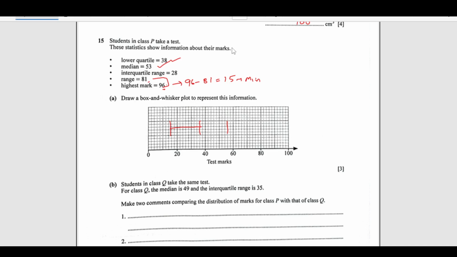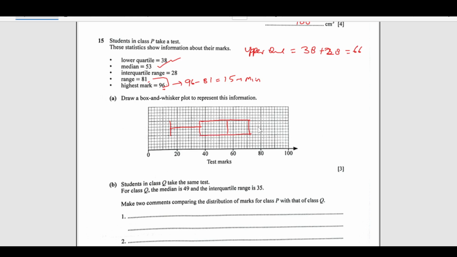Now we are looking for the upper quartile. We have here 38 plus 28. The interquartile range, 38 plus 28, will give us the upper quartile. So that is going to be 66. 66 is somewhere here, this is 65, 66. Sorry, bear with these lines here.